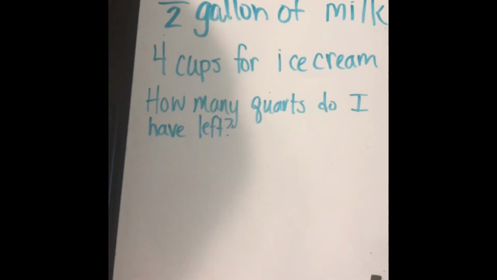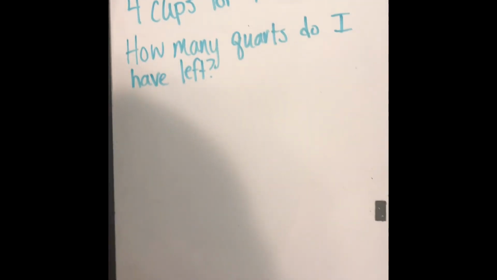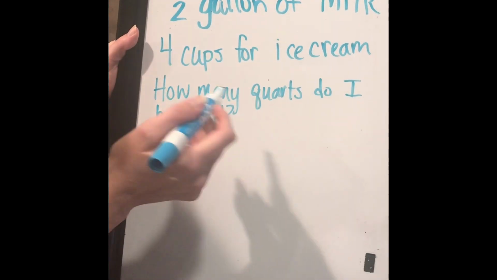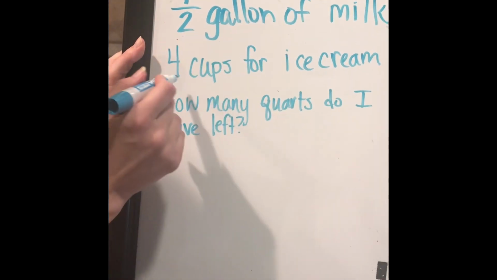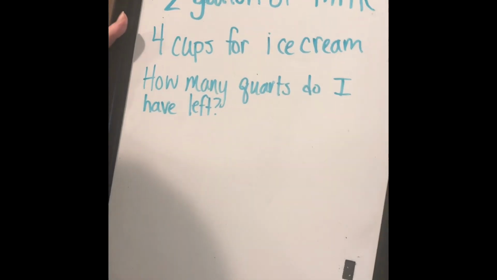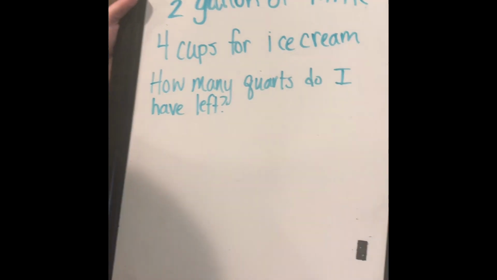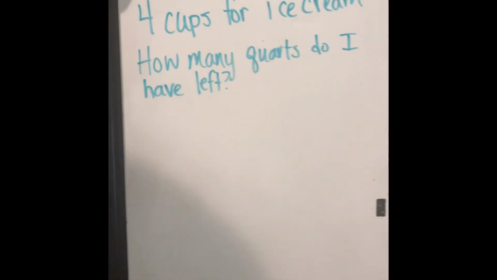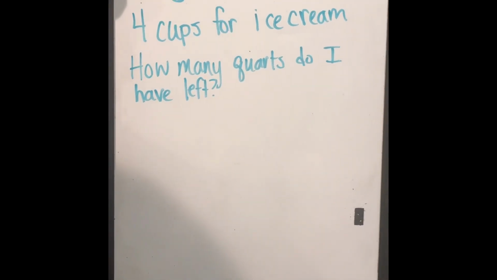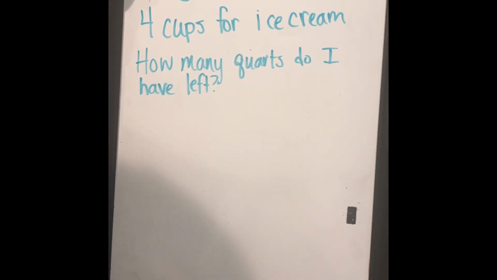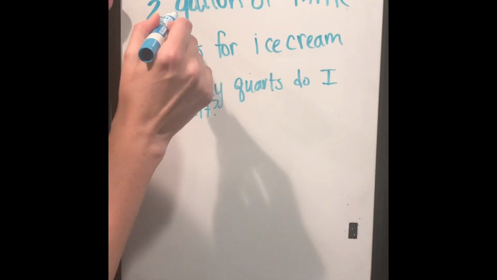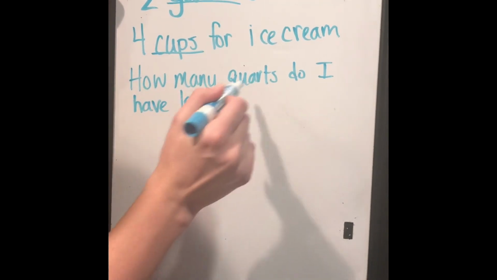So if I had a half a gallon of milk, and then I need 4 cups for the ice cream. So I have a half a gallon and I need 4 cups for the ice cream. How many quarts do I have left? So I want you to think about this. If I have 1/2 gallon of milk and then I have 4 cups for the ice cream, how many quarts do I have left? So I've used gallons here, cups, and quarts.